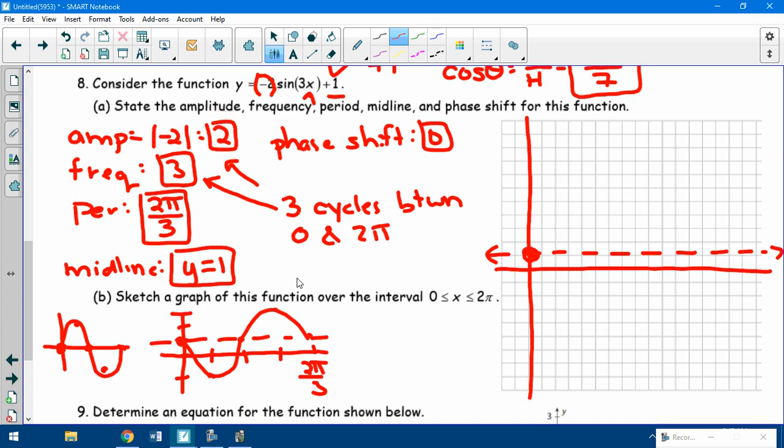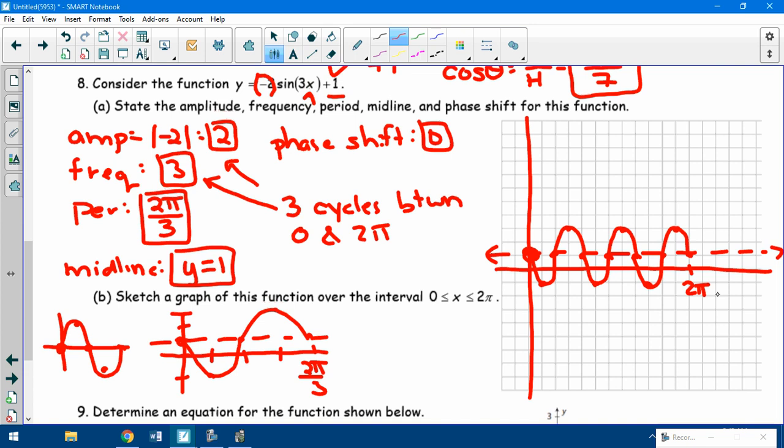So this is one cycle. I got to do that 3 times. So let's just draw that cycle 3 times. Let's go 2 below the midline, go on the midline, 2 above the midline, and go on the midline. There's one cycle. Then do that again. 2 below the midline, on the midline, 2 above the midline, on the midline. There's 2 cycles. Do it one more time. 2 below the midline, on the midline, 2 above the midline, on the midline. 3 cycles. That would have to be 2 pi.